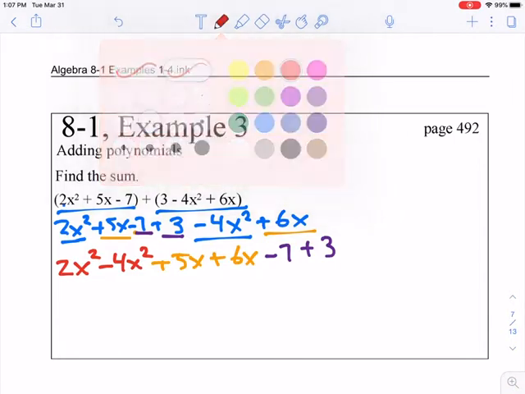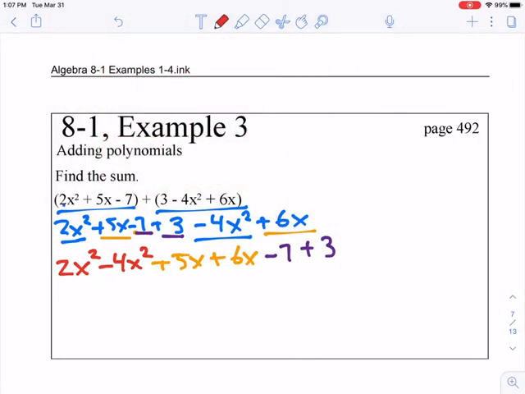Basically, when you combine your like terms, you know that you can only add and subtract x squared to x squared. You can only add and subtract x's to other x's. You can only add and subtract constants with other constants. So keep that in mind. That's really the only problem people run into: they just want to add everything together, and you can't do that. That's why it's called combining like terms. They have to be similar terms. That's what like means.